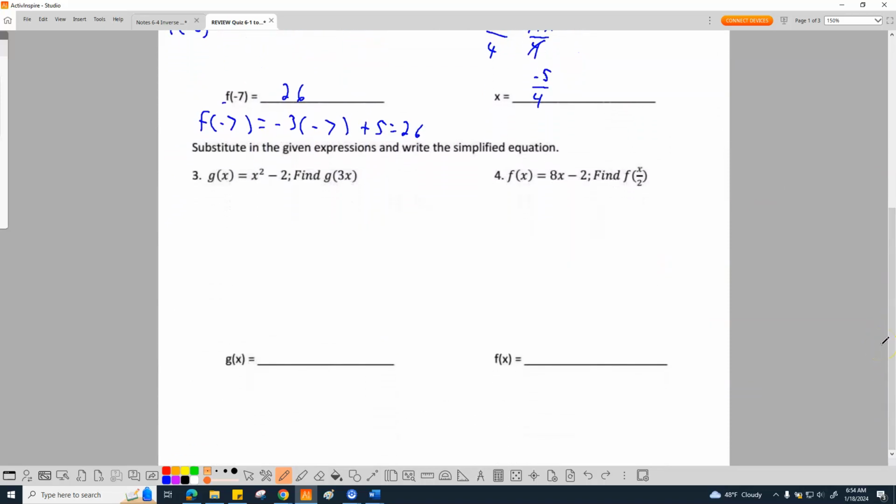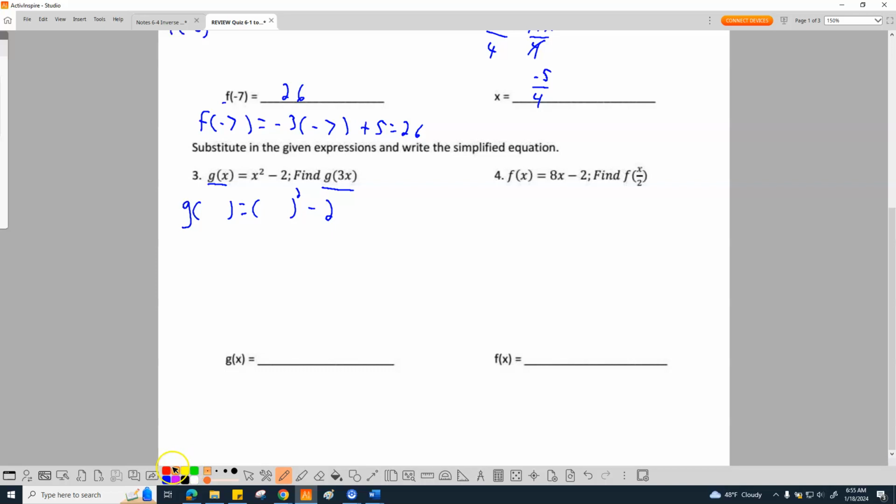So 3 and 4 right here, what do we have? This says g of x is this. Okay, nice. Find g of 3x. All right, y'all, this is a language problem more than anything else. What does this mean? This means you're going to take the g equation and you're going to plug in 3x everywhere you see an x. So what am I going to do? I am going to go ahead and write my skeleton. My skeleton is where I go through and I replace my x's with parentheses.